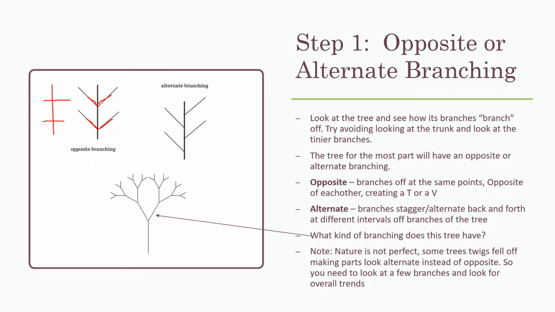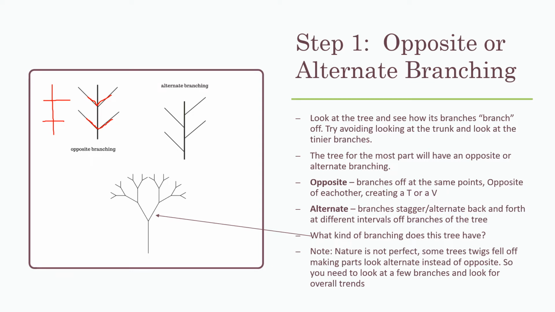And then there's also alternate, and that's where branches stagger or alternate back and forth at different intervals of branches of the tree. So you're not going to see twigs coming off at the same place opposite of each other. You're going to see twigs coming off at alternate intervals along the branch. So now I want you to look at this little digital tree below those two examples, and I want you to pause the video for a second and figure out if this is an example of opposite or alternate.